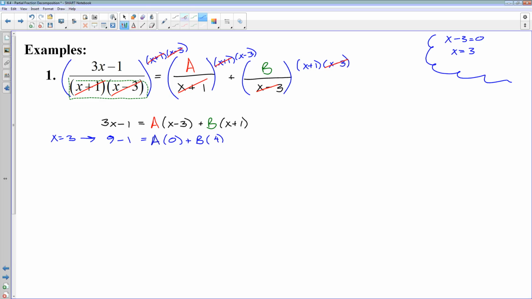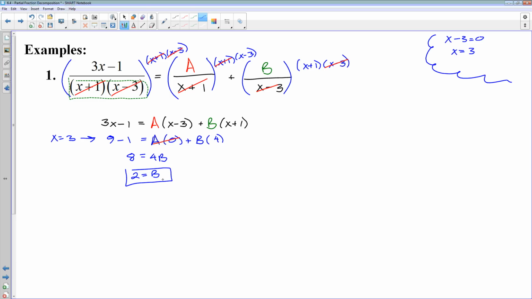And now I solve that equation. A times 0 goes away. 9 minus 1 is 8, equals b times 4. And I know that b is going to equal 2. So I just solved for b. It's a lot easier that way.